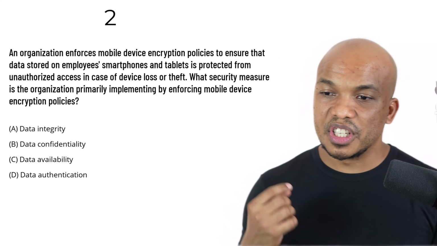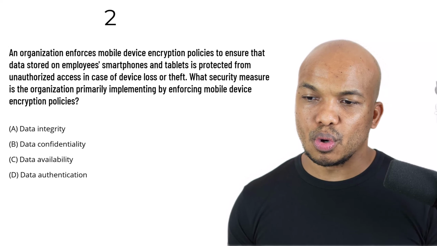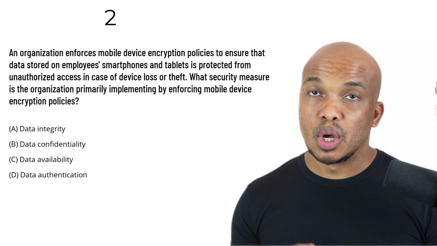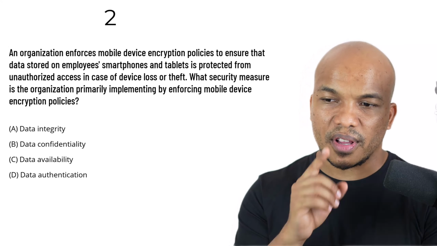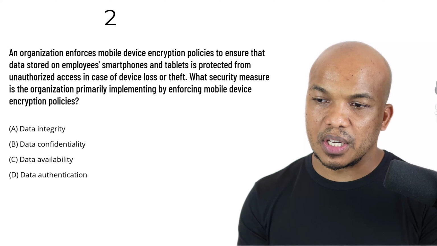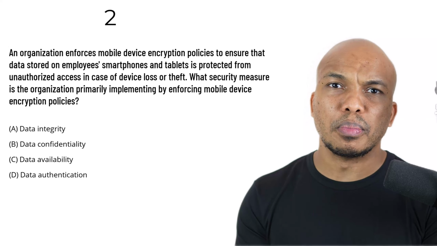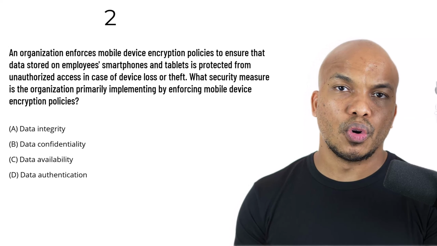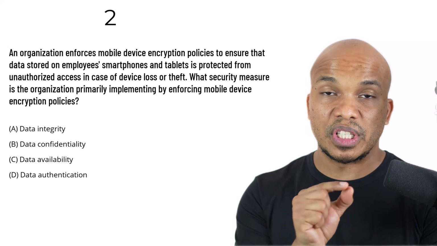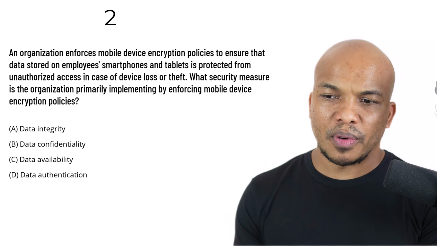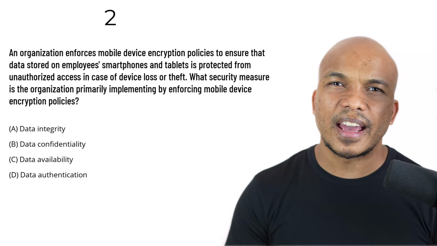All right, second question. An organization enforces mobile device encryption policies to ensure that data stored on employee smartphones and tablets will be protected from unauthorized access in the case of device loss or theft. What security measures is the organization primarily implementing by enforcing mobile device encryption policies? So the company wants to make sure that the data will be protected even if the device on which the data is stored is stolen, right? So we have the four options in here: data integrity, confidentiality, data availability, and then data authentication.